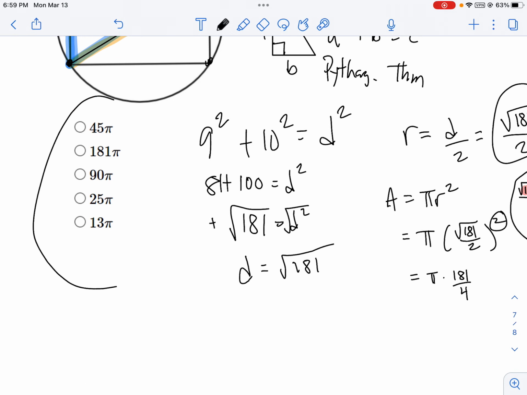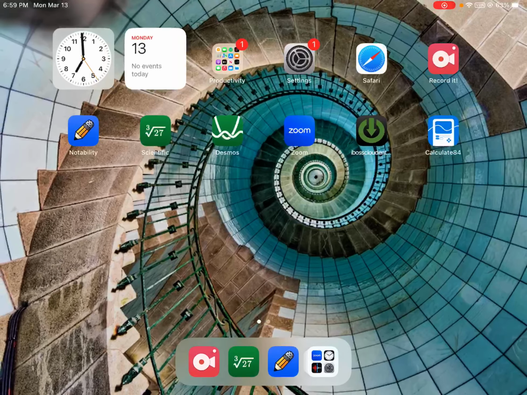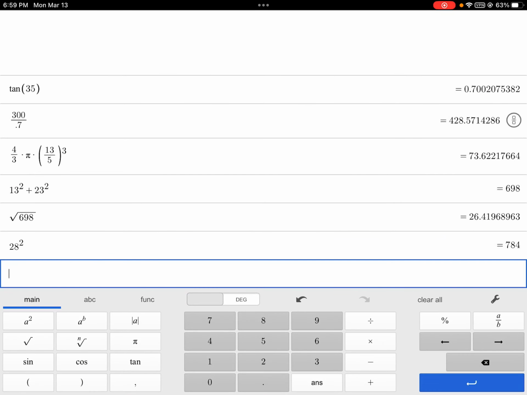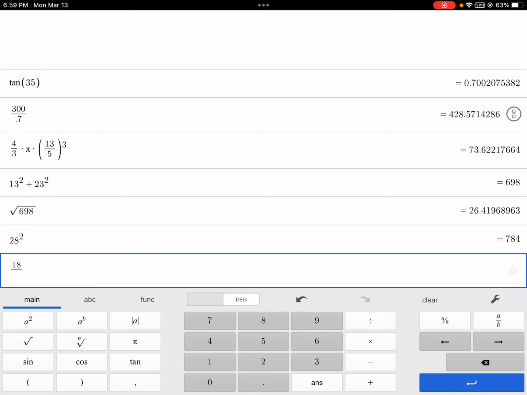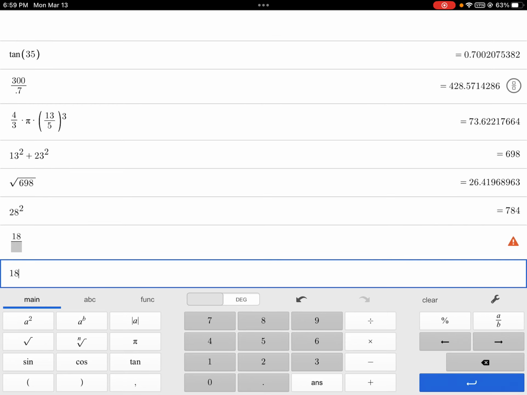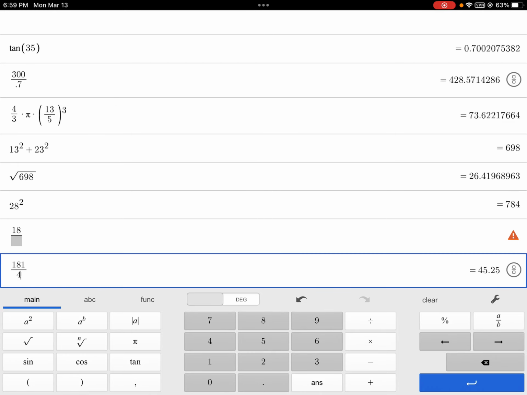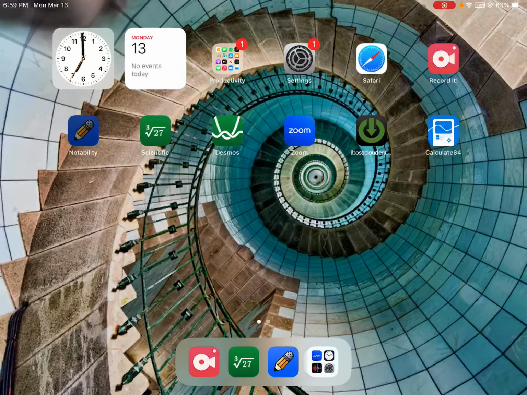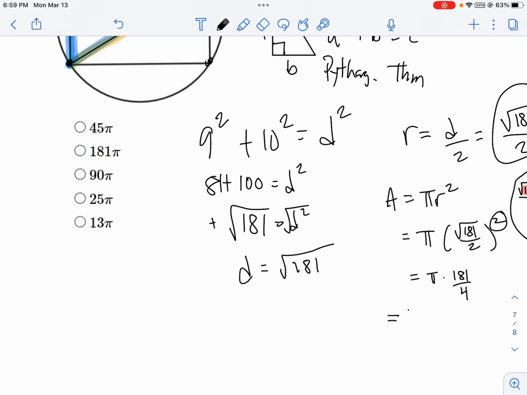Now, none of these are those answers. But we do know that if we kind of try to simplify it more, we can get closer. So if we do 181, whoops, let me try that again. 181 divided by 4, we get 45.25. That means that this is the same thing as 45.25 pi. And which one of these answers is close enough to that one? Right here, this one. Alright, 45 pi is really, really close to 45.25 pi.